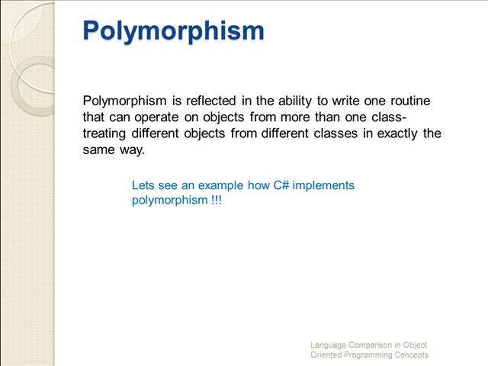Polymorphism is the capability of a program to carry out dynamic operations by implementing methods of multiple derived classes through a common base class interface. Another definition of polymorphism is the ability to treat different objects in the same way. This means that the runtime type of an object determines its behavior rather than the compile time type of its reference. Now let's see an example of how C# implements polymorphism.